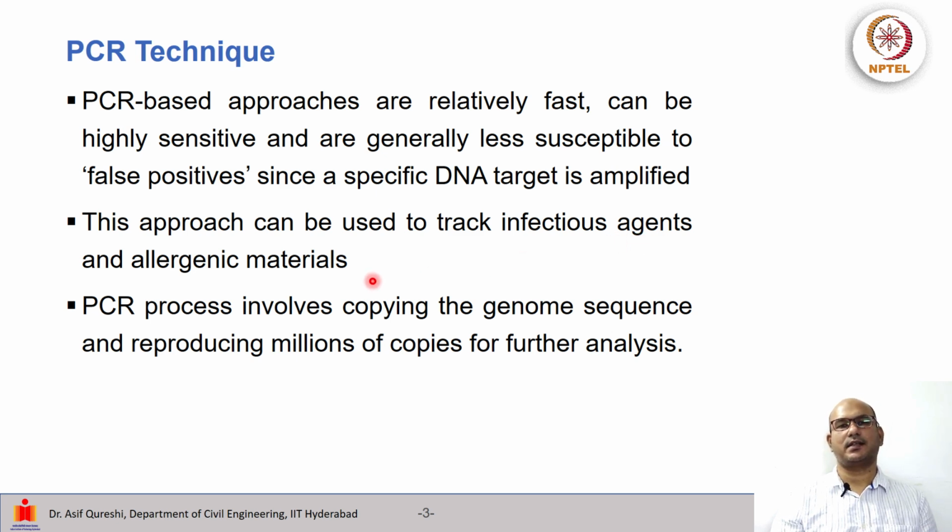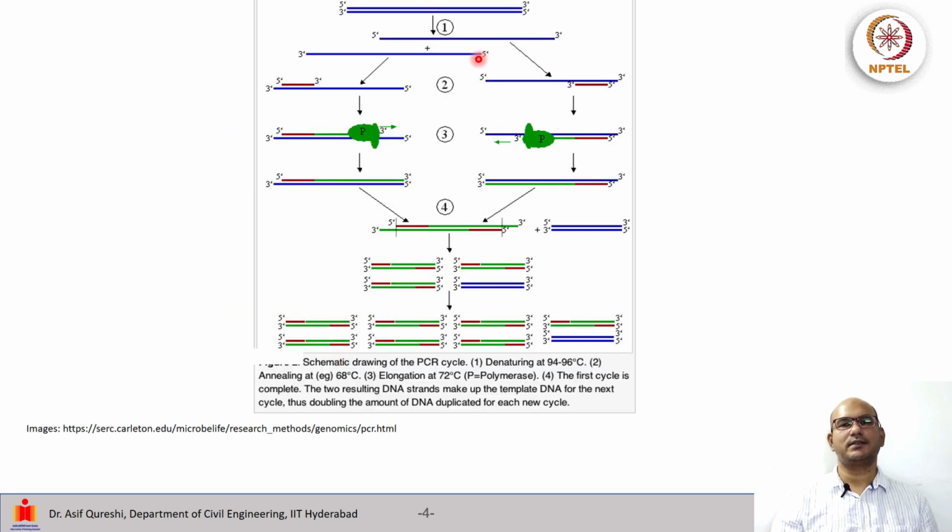Now, at the basic level, PCR involves copying the genome sequence and reproducing millions of copies for further analysis. So, we will use DNA material, genome sequences, and make copies of it, and then use that to assess if our target microorganism was there or not. This is how it may work.